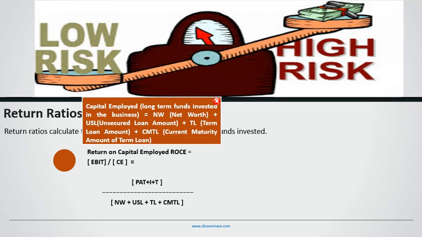It is calculated by NW, net worth, plus USL, unsecured loan amount, plus TL, term loan amount, plus CMTL, current maturity amount of term loan. The second return ratio is the return on equity or ROE. ROE is given by profit after tax, PAT, divided by net worth of borrower. Let us look at the next slide for calculations with an example.